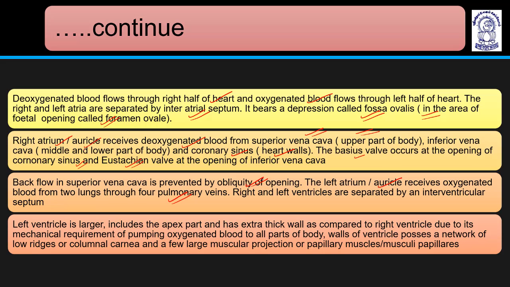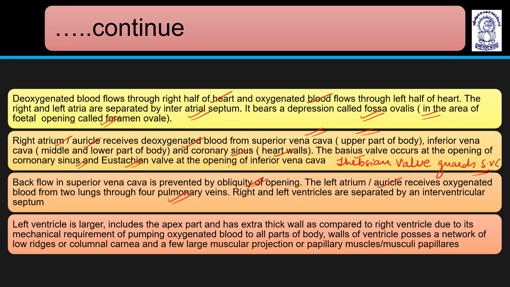The Thebesian valve, I think it's the Thebesian valve. It is the Thebesian valve, which guards the superior vena cava. Okay. So backflow in the superior vena cava is prevented by the obliquity of the opening.